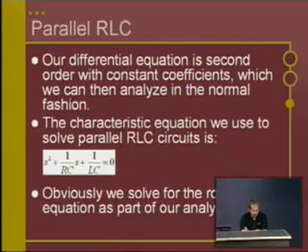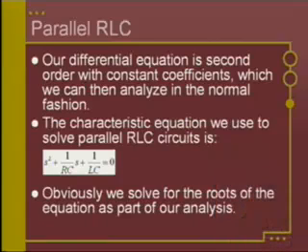We get rid of the C that had been in the coefficient on the second order differential, and we end up with s squared plus 1 over RC s plus 1 over LC equals 0. Solving for the roots of that characteristic equation is going to drive our analysis of the circuit. And yeah, good old quadratic formula to solve for these, right?